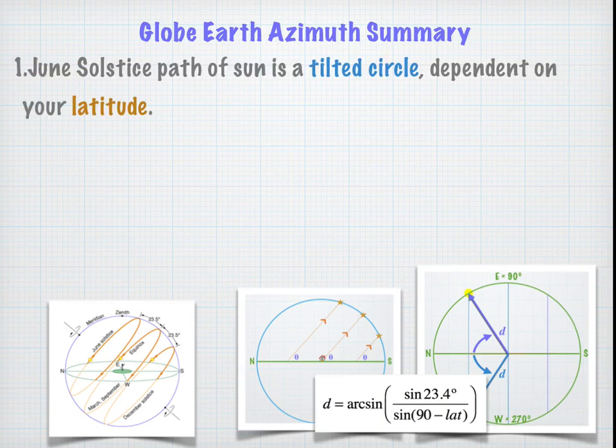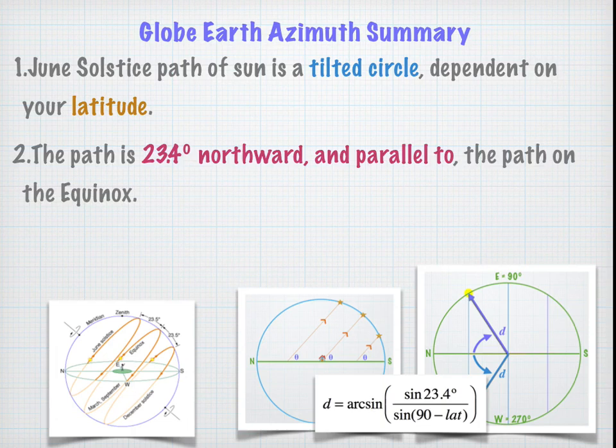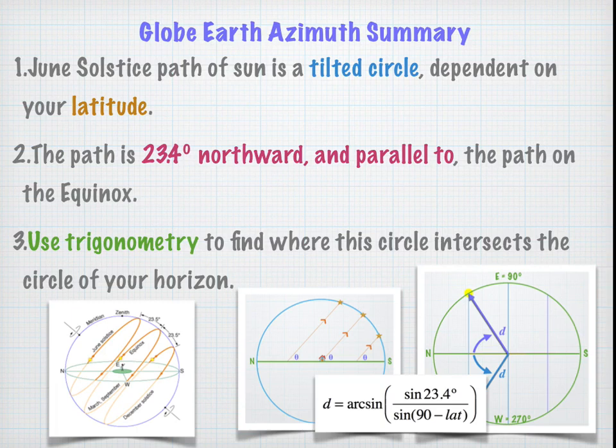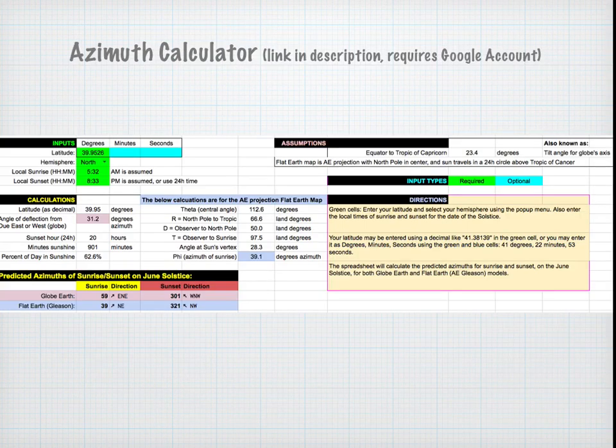On the globe Earth, first off, we remembered that the solstice path is a tilted circle dependent on your latitude, parallel to the tilted circle on the equinox. And this is 23.4 degrees northward and parallel to the path on the equinox. So we can use a little bit of trig to find out where the circle intersects the circle of your horizon. All right, and again, here's an overview of the entire calculator, and I do have a little bit of directions there, and there are a few assumptions. So for example, the distance from the equator to the Tropic of Capricorn is 23.4 degrees.